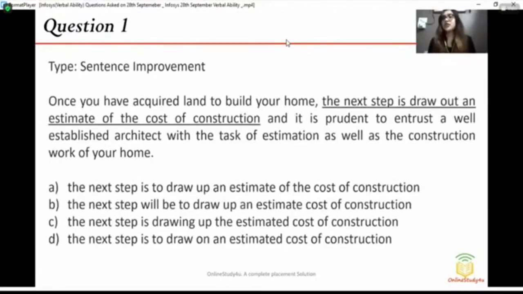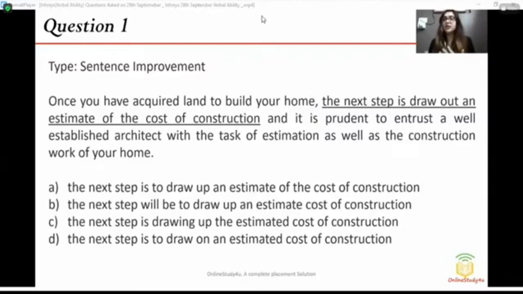So the first question is on sentence improvement, where you can see that there is a text given: acquire land to build your home. The next step is draw out an estimate of the cost of production, and it is prudent to entrust a well-established architect with the task of estimation as well as the construction work of your home. Now, something that I want you to notice is that these sentences are very, very long, right? And it takes the focus away from where we are supposed to actually put in our mind and heart.